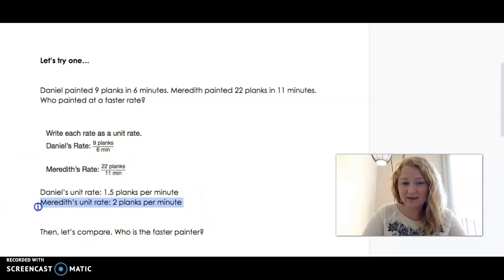If I was paying someone by the minute to paint for me, I would want someone who could paint 2 planks in 1 minute. They would get the job done faster. So Meredith would be our faster painter.